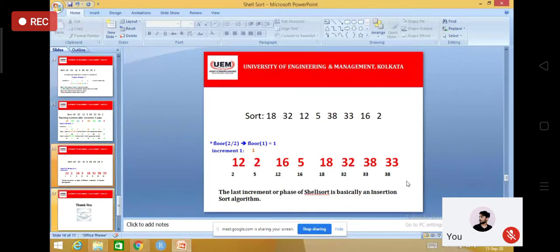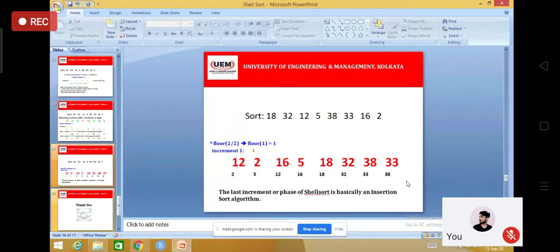Clear? So this is the way. We are not asking you to do the program or anything, but this is the way shell sort can be done. And shell sort is basically considered as one of the improvements of insertion sort, because the main idea or the main motto is the same in the case of shell sort.